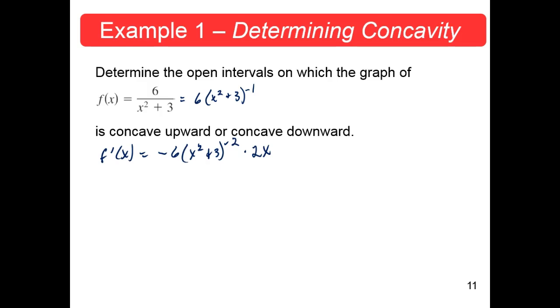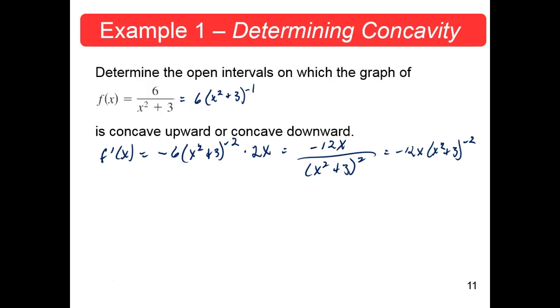Okay. Now, let's clean that up a little bit. That would be a negative 12x in your numerator, and in your denominator is x squared plus 3 squared. You don't have to go back to rational expression, but it seems like it may help. In fact, no, I don't want to do that. I forgot we're doing a second derivative, so let's leave this as minus 12x times x squared plus 3 to the minus 2.